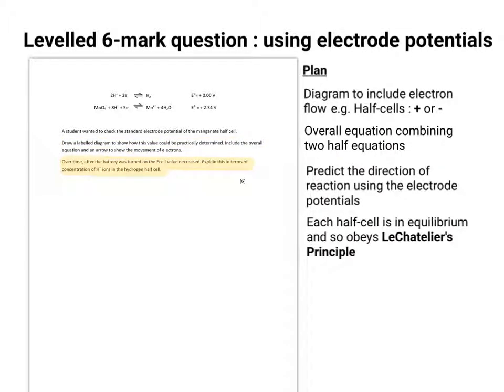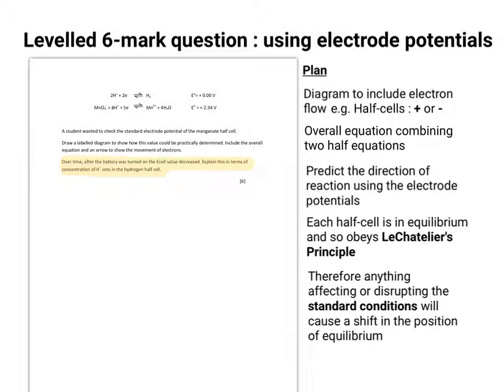So the next part of the question says, over time after the battery has been turned on, the overall cell potential has decreased. It says to explain this in terms of the concentration of H+ ions in the hydrogen half cell. To do this, you need to remember that each half cell is in equilibrium, and so will obey Le Chatelier's principle. Therefore, anything that affects or disrupts the standard conditions will cause a shift in the position of equilibrium. And because it's an electrochemical cell, that will start affecting the direction of electron flow. If the electron flow moves in the opposite direction, then that will affect the Ecell value.